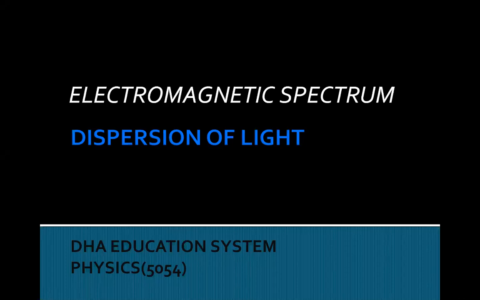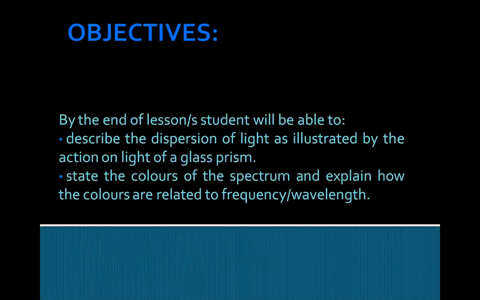Today's topic is the electromagnetic spectrum, and today we will discuss dispersion of light. So let's start. The objectives of today's lesson are: number one, by the end of the lesson, students will be able to describe the dispersion of light as illustrated by the action on light of a glass prism.